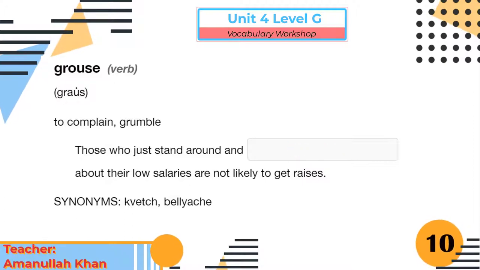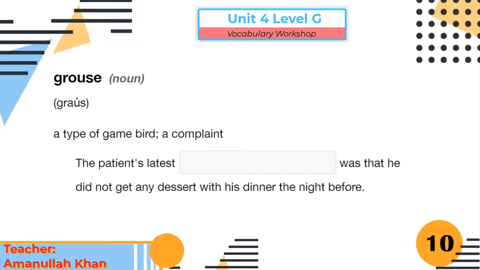Try the word again. Grouse. Grouse is a noun, meaning a type of game bird. Here are a few ways in which grouse can be used. The young hunter was in such awe of the grouse's beautiful plumage that he could not shoot it. The birdwatching group petitioned to have a threatened species of grouse listed under the Endangered Species Act.